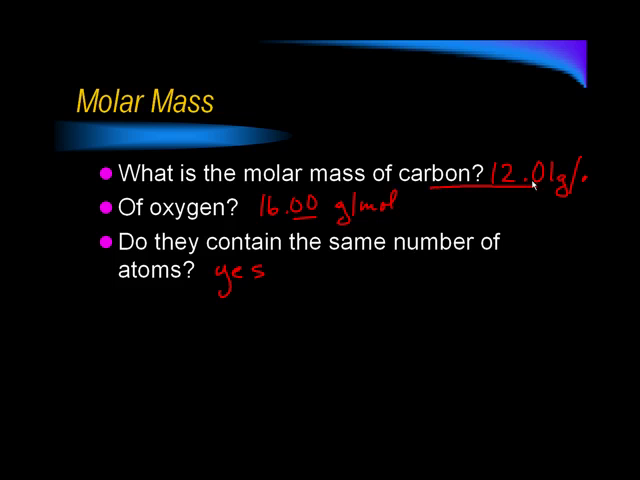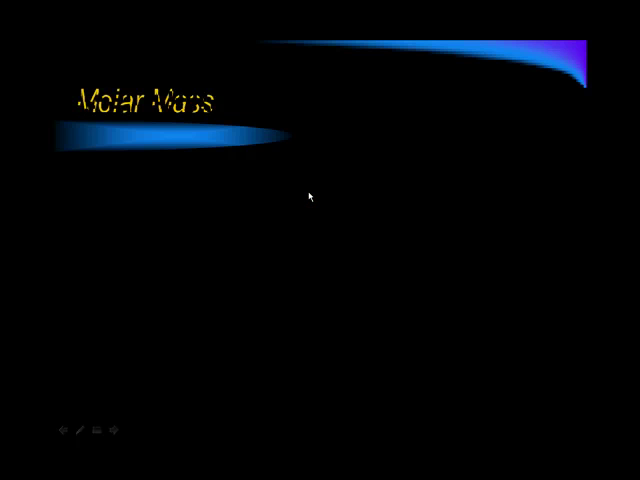The carbon had a mass of 12.01. The oxygen has a mass of 16.00. And this is because your carbon has fewer protons, neutrons, and electrons than oxygen. Carbon is element number 6. It has 6 protons. Oxygen's element number 8. It has 8 protons. They also have different neutrons and electrons. So since oxygen has more of those things, it has a greater mass.